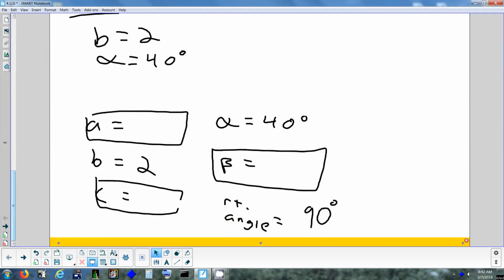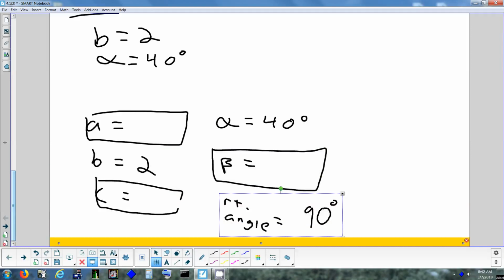Okay, so there's our chart. 3 sides, 3 angles. What I've done is I put boxes around the things I don't know. I don't know A, I don't know C, I don't know B. I filled in what I do know. B is 2, alpha is 40, and the right angle, I don't have to give a name to it because it's just the right angle. So I just call it the right angle. Okay, let's make a sketch.